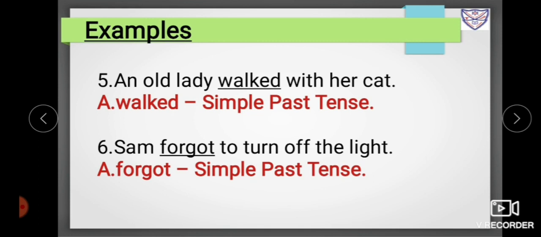Sixth number, Sam forgot to turn off the light. So over here the word forgot, which is a verb, is in simple past tense, as it shows an action which has already been done in the past time or which is already completed in the past time. That is, Sam forgot to turn off the light. So forgot is a verb which is in simple past tense.